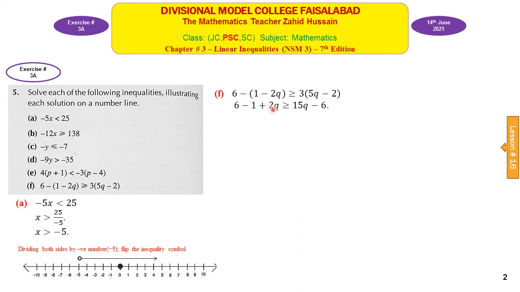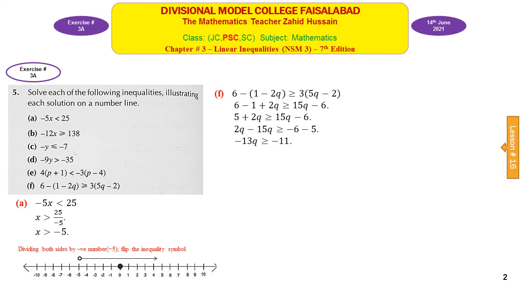We get minus 1 plus 2q greater than or equal to, multiply 3 with each term within the bracket, so we get 15q minus 6. On the left hand side, 6 minus 1 is 5, plus 2q greater than or equal to 15q minus 6. Now collect all the terms with variable on the left hand side and all the terms without variable on the right hand side. 2q minus 15q is equal to minus 6 minus 5. 2q minus 15q is minus 13q greater than or equal to minus 11.